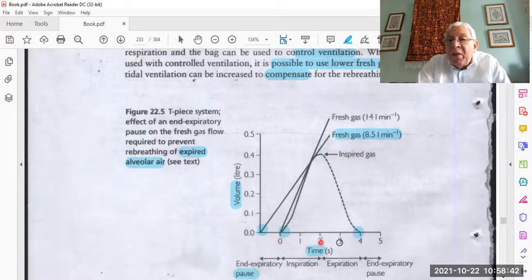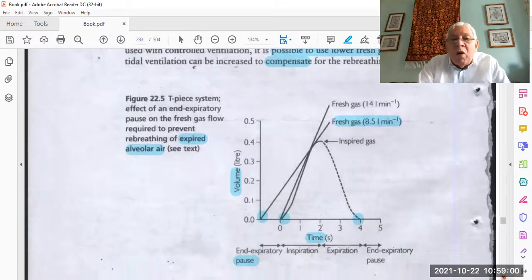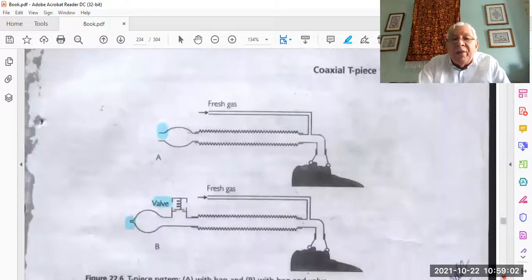These are the figures from 0 to 5, which represent the respiratory cycle, and this is the period between, the figure shown, which is the pause. So if you have a pause, this will be capable. If you don't have a pause, this is the minimal flow required to assure that no rebreathing occurs.